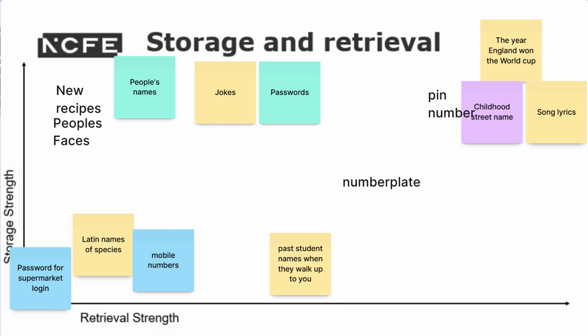So you've got some ideas. You can think for yourself as well. Past students' names when they walk up to you. Retrieval strength is kind of middling there. Storage strength, no, not stored at all. You know their face, you know exactly who they are, but what's their name? No idea. Not stored.